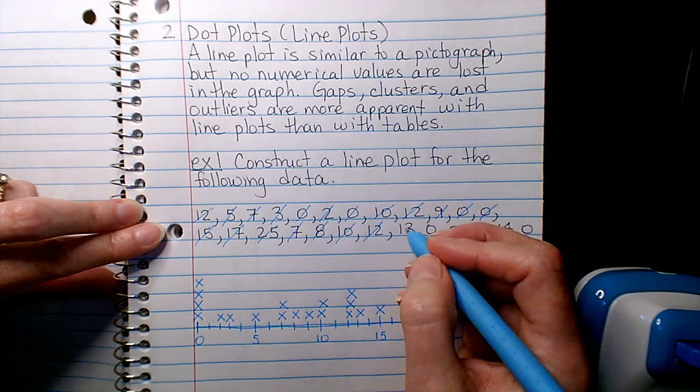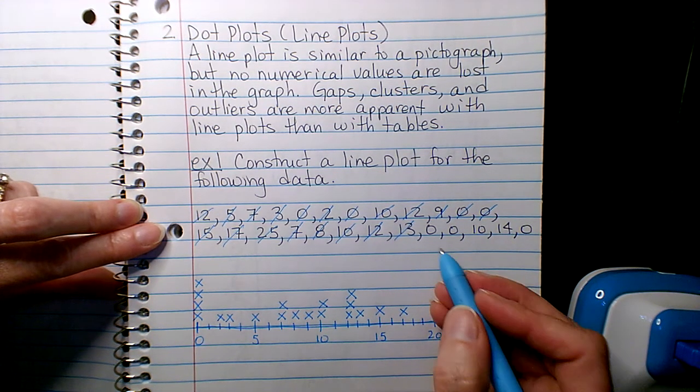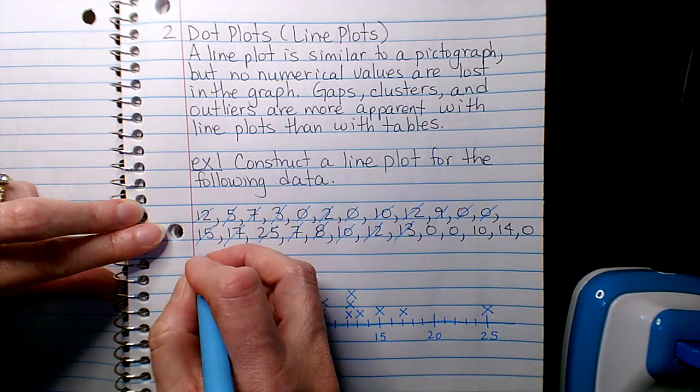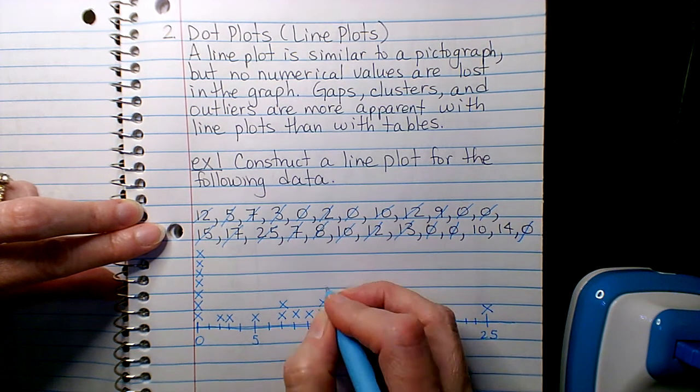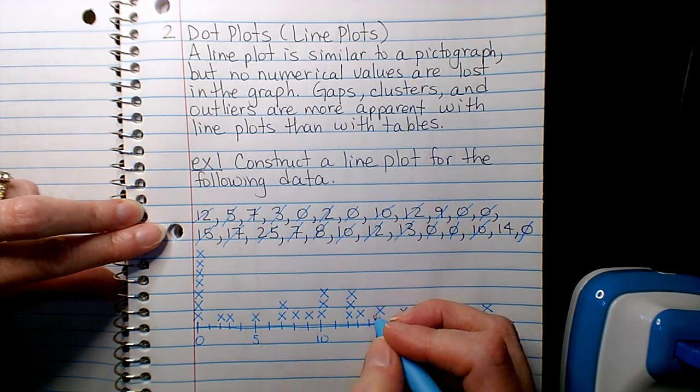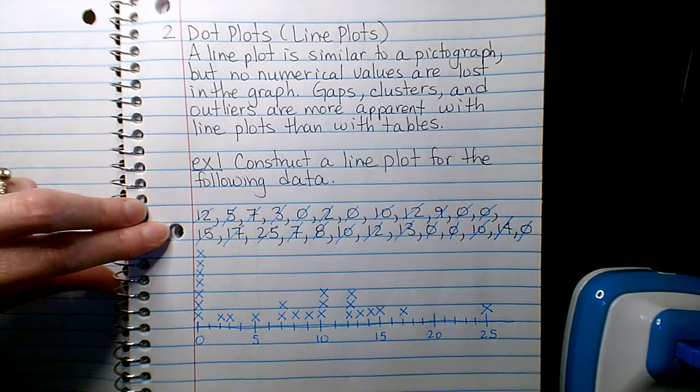13. Ooh, a couple more zeros. Oh wow, 3 more zeros. 1, 2, 3. I'm going to go ahead and cross off all 3 of those. We got a 10 and a 14.